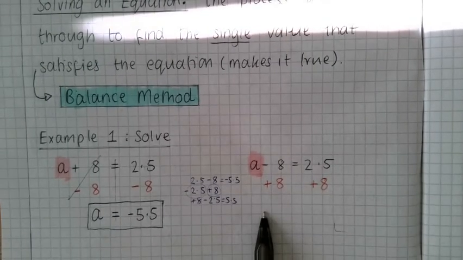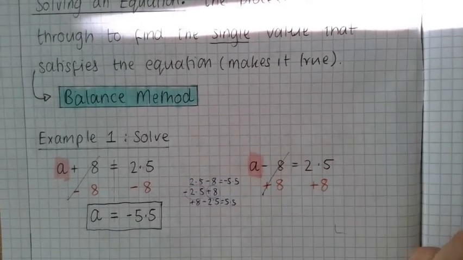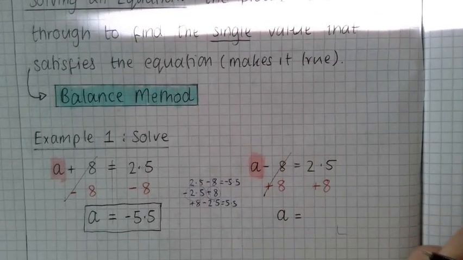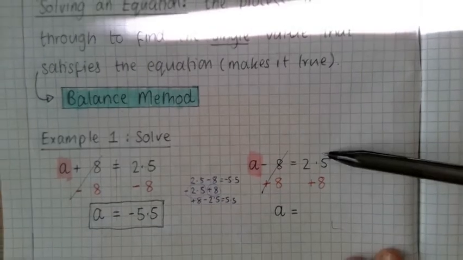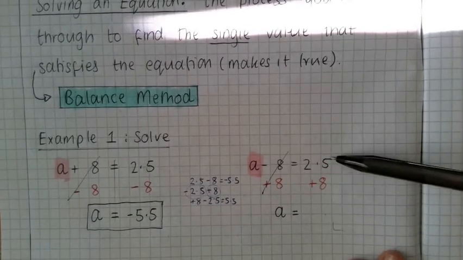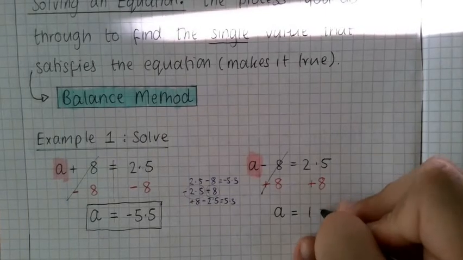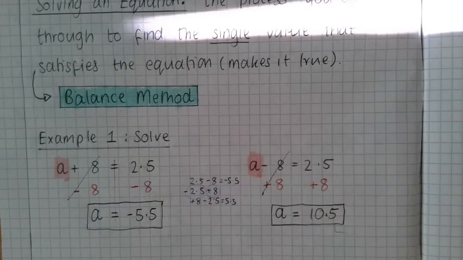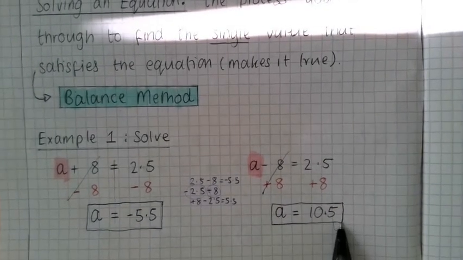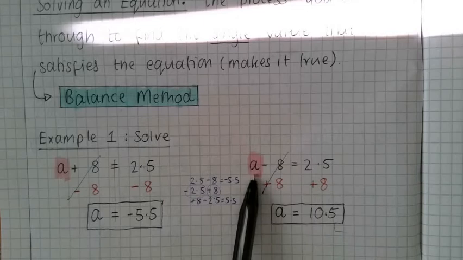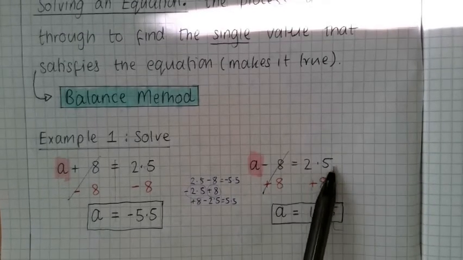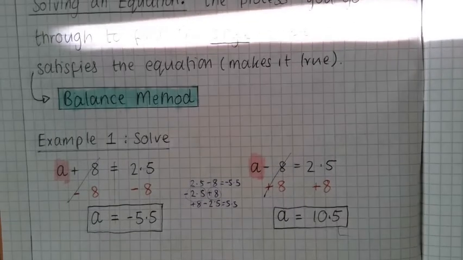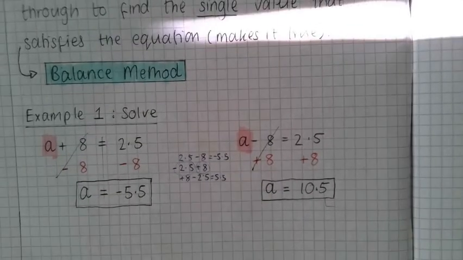So on the left hand side, the minus 8 and plus 8 cancel, and I'm just left with A. Great, because that's what I'm trying to do, find A. And then on the right hand side, I have 2.5 plus 8, which is going to give me 10.5. So this is great. I've found what my letter is equal to. It's equal to 10.5. If I were to substitute 10.5 back in, 10.5 take away 8, it equals 2.5. So it satisfies that equation. So this is great. Now, I'm going to give you 2 to have a go at by yourself.